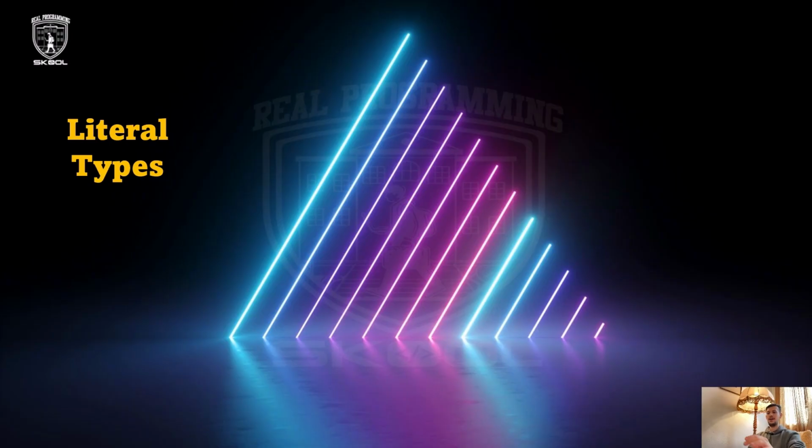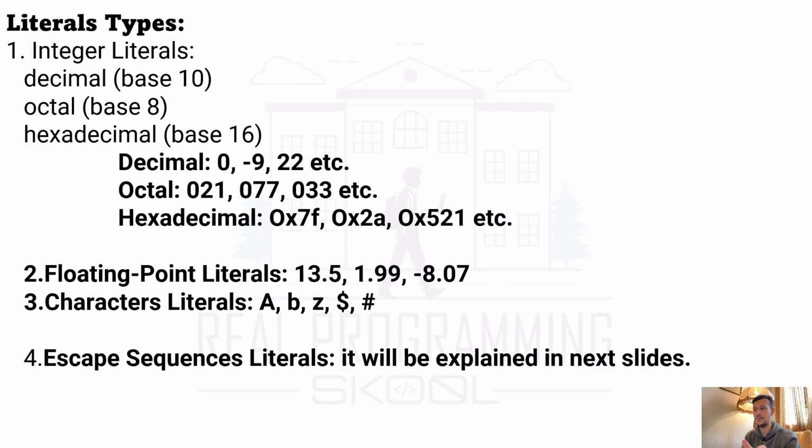And now we have literal types. We mentioned them before and we mention them again. Literal types include, for example, decimal numbers base 10, which we took before, octal base 8, and hexadecimal base 16. All of these are examples of number literals. Decimal like 0, -9, 22, 21, 20. Octal like 01, 077, 033, 044. Also hexadecimal literals, 0x7f, 0x2a. You should know this prefix, because we took prefixes already. This prefix belongs to hexadecimal, and each system or each base has its prefix.